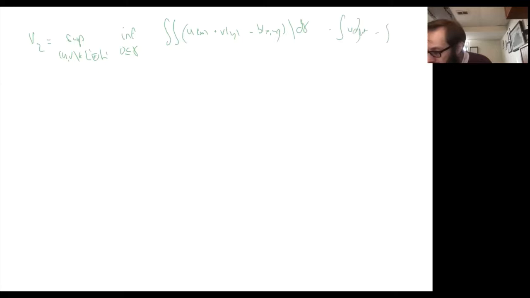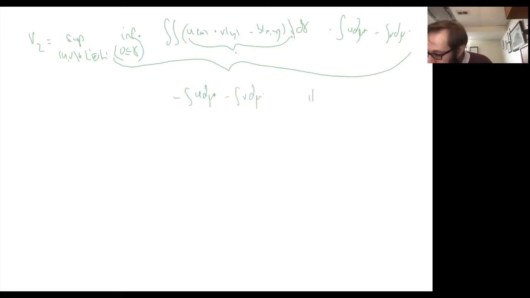And so now, basically, if the expression here is positive, then the infimum will be attained when gamma is zero. And if the expression here takes a negative value somewhere, then by putting a huge Dirac mass, if gamma assigns a huge Dirac mass at the point where this u plus v minus b is negative, this infimum will go to minus infinity and won't contribute to the supremum. So this infimum is either minus the integral of u d mu plus minus the integral of v d mu minus if u and v are in what I think we call Lip b, and it's going to be minus infinity else.